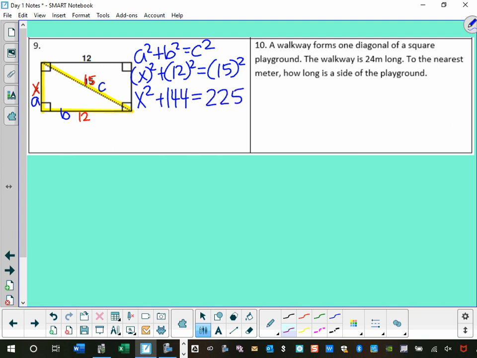Did you learn your perfect squares, Joseph? Did you type it in or do it by heart? By heart? Good. All right, so if I subtract 144, what is 225 minus 144? 81? And the square root of 81 gives me.